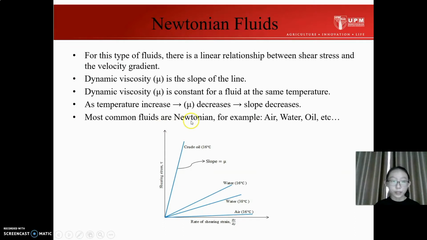So for the Newtonian fluid, for this type of fluid, there is a linear relationship between shear stress and the velocity gradient. So we can look at the graph here. It's all linear lines. The dynamic viscosity is the slope of the line here. Dynamic viscosity is also constant for a fluid at the same temperature. As temperature increases, dynamic viscosity decreases, so the slope decreases. The most common fluids are, for example, air, water, oil.